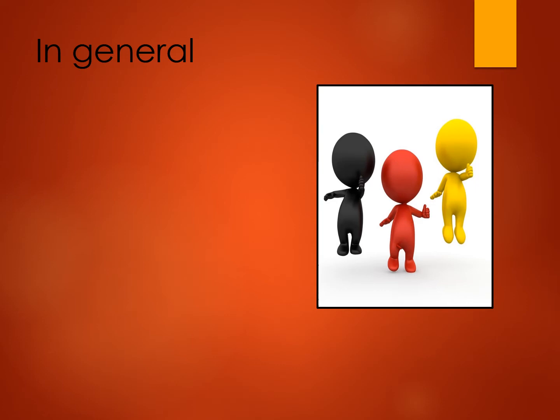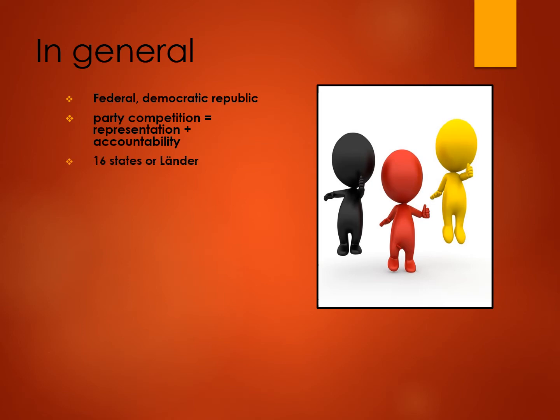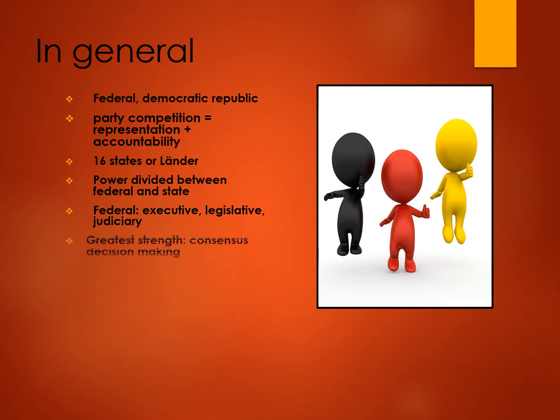The political system of Germany has certain characteristics. First of all, it is a federal democratic republic. Party competition within the system is made up of representation and accountability of the parties. There are 16 states within Germany. The power is divided between the federal and the state level of government. The federal government has its usual three branches: executive, legislative, and judiciary.